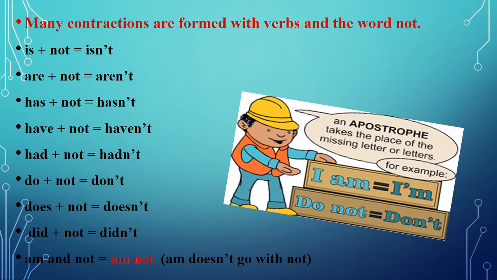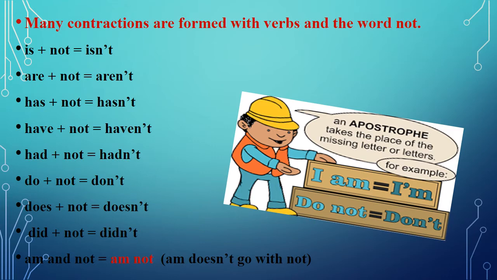Are not. Put them together, cross the O, replace it by the apostrophe. We'll have aren't. Has not. Put them together, cross the O, replace it by the apostrophe. We'll have hasn't. Have not. Put them together, cross the O, replace it by the apostrophe. We'll have haven't.